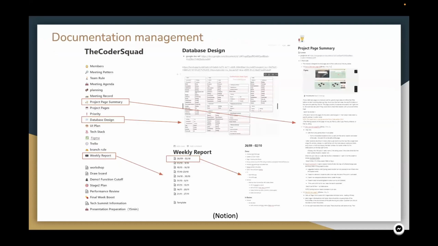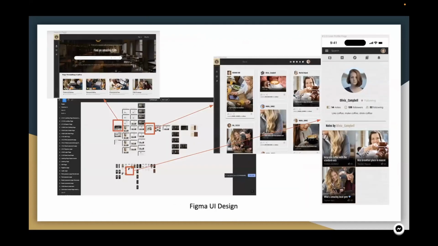We also have fabulous document management. We took everything down in Notion as a record. Here is the list of the documents we record in our Notion on the left-hand side. As you see, we have detailed planning documents about our database, meeting agenda, project pages, and UI design. If you click on UI design, it will lead you to the link where we store our detailed Figma design page.